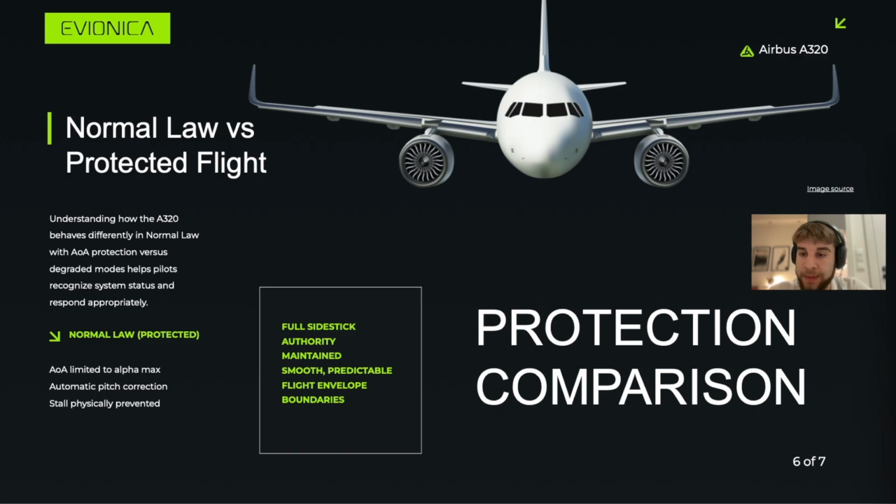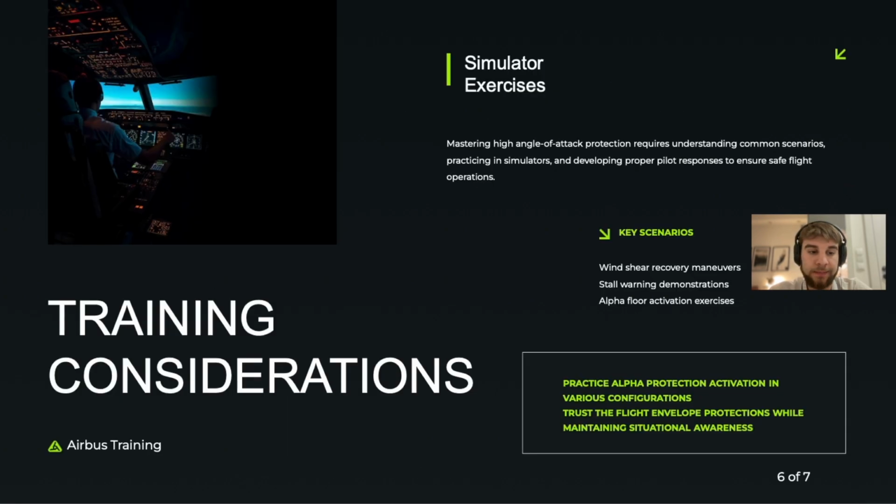In normal law, the Airbus A320 provides full flight envelope protection. Even with full side-stick input, the aircraft will not exceed its aerodynamic limits. When the protection is active, the aircraft automatically limits the angle of attack to alpha max and applies pitch corrections as needed. This results in smooth and predictable handling, ensuring that a stall is physically prevented. Understanding this behavior allows pilots to trust the system during critical situations.